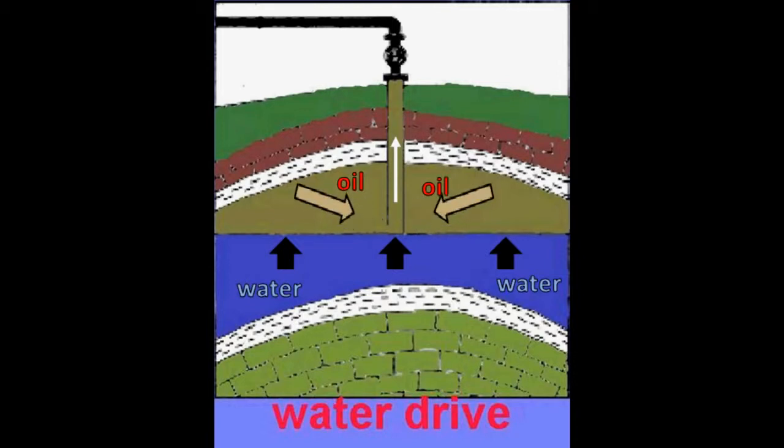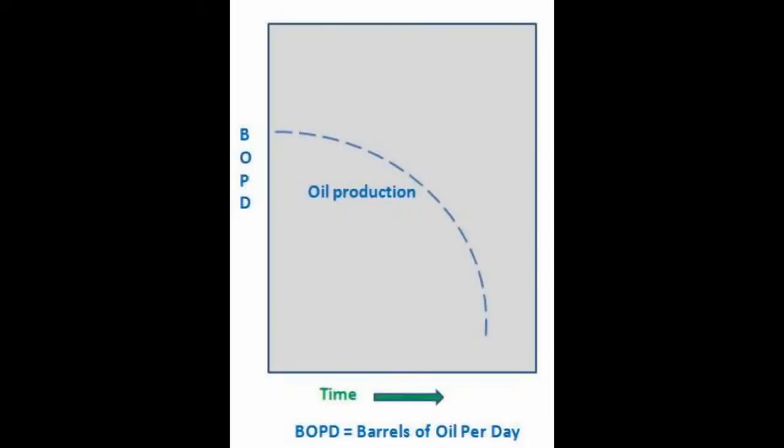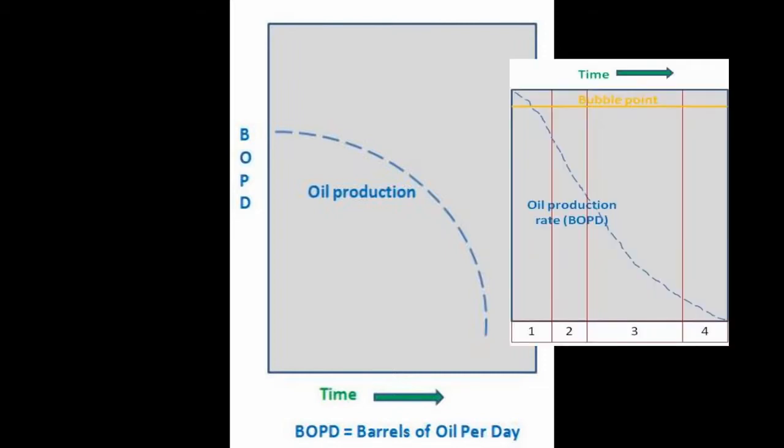Again, let's go back to our chart and examine how water drives can be displayed. This time, we'll look at oil production, reservoir pressure with the bubble point pressure, and the producing GOR with water cut. Here, we see the oil production. Notice how it holds fairly steady for a longer period of time than the solution gas line. The shapes of the curves are vastly different and can tell us the type of drive.